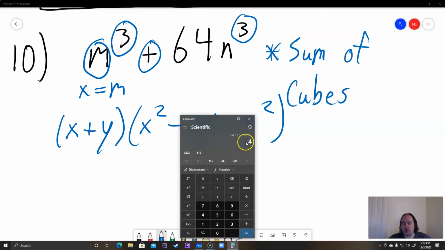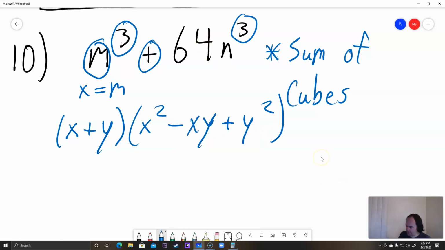So what this means is 4 cubed gives me 64. So instead of writing 64n cubed, I can write it as 4n quantity cubed. So x is going to equal m, and y is going to equal 4n. This one right here is 4n quantity cubed, so that means our y is actually going to equal 4n. If you label them like this, x equals m, y equals 4n, because 64n cubed is 4n cubed, then you can just plug everything into the formula.